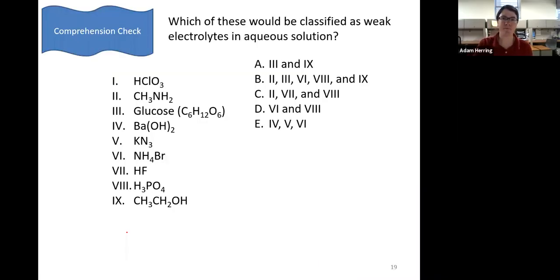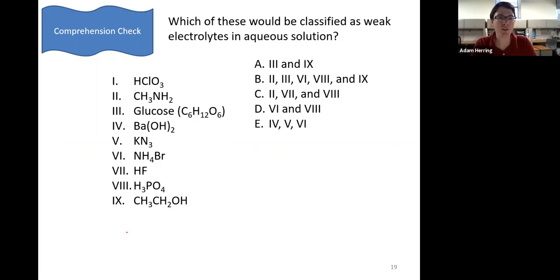So let's practice here. I'd like for you to pause the video and try to identify which of those substances would be classified as weak electrolytes in an aqueous solution. Welcome back. So in order to do this, you need to have memorized your list of strong acids and strong bases and be able to recognize whether other substances are acids or bases based on the functional groups involved, and as well if they are ionic compounds. So let's go through each one of these.